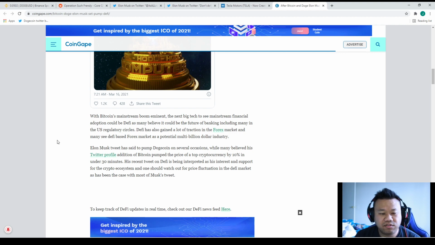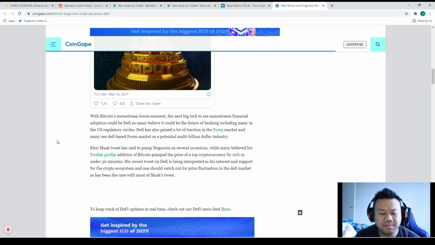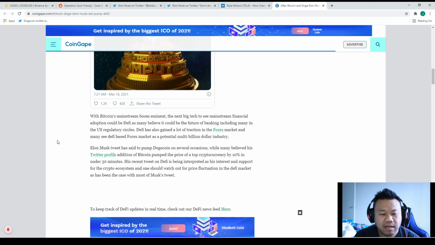DeFi has also gained a lot of traction in the forex market, and many see DeFi based forex markets as a potential multi-billion-dollar industry. Elon Musk's tweets have been said to pump Dogecoin on several occasions, while many believed his Twitter profile edition of Bitcoin pumped the price of the top cryptocurrency by 10% in under 30 minutes. His recent tweet on DeFi is being interpreted as his interest and support for the crypto ecosystem, and one should watch out for price fluctuation in the DeFi market, as has been the case with most of Musk's tweets.